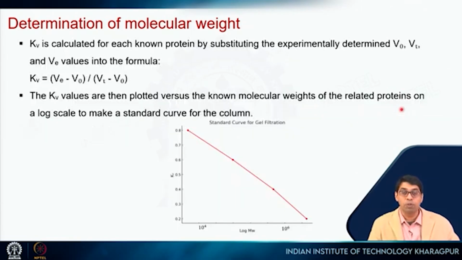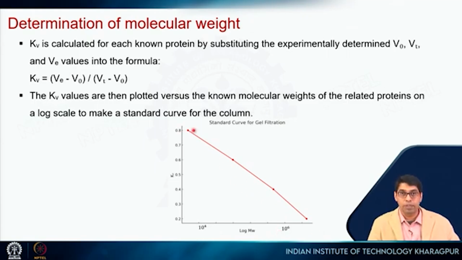So, then what we can do is we can calculate this Kv as shown in the previous slide, right. So, elution volume minus void volume divided by total volume minus void volume. So, you plot that Kv for each of these proteins on the y axis and the log of the molecular mass, because we know this, on the x axis. So, this gives us a calibration curve.